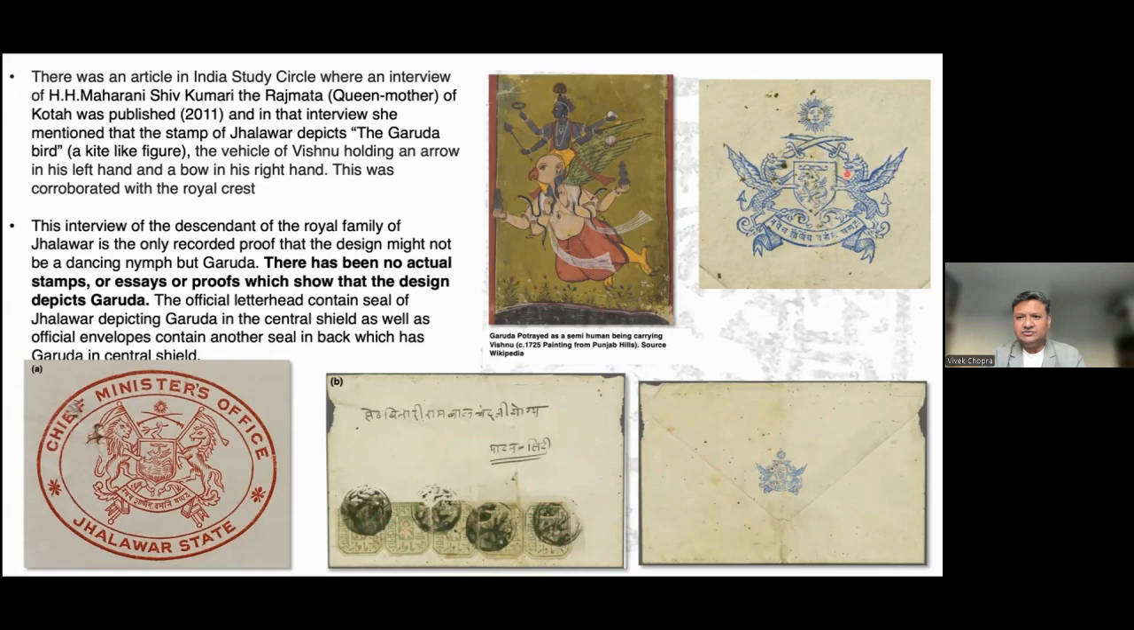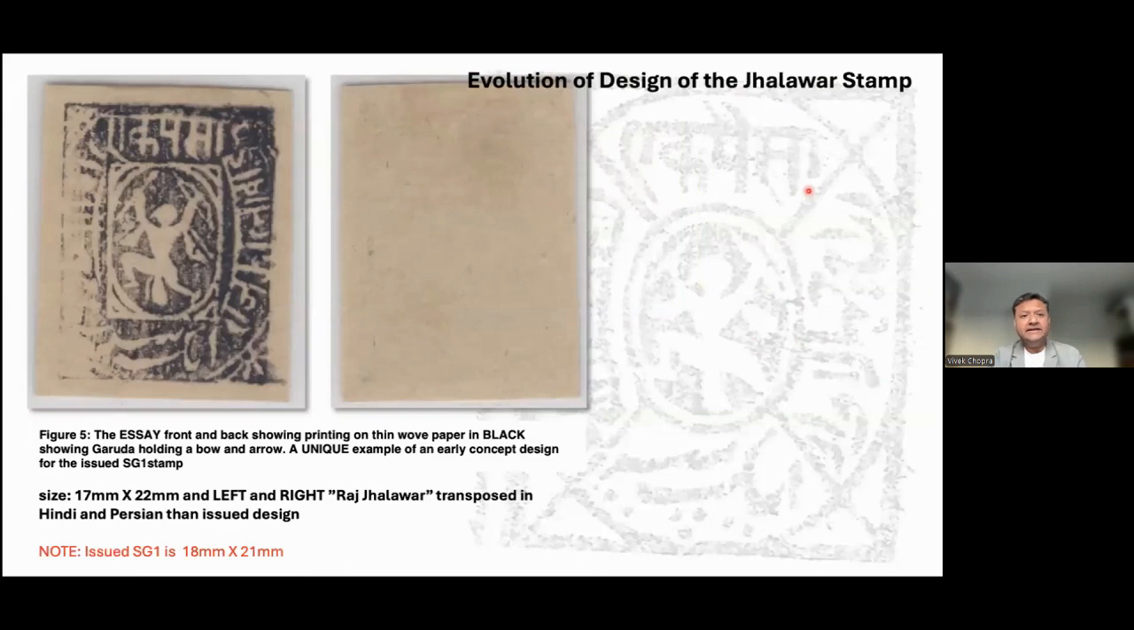And this is just an enlarged version of this crest design here. And you again see in the central seal the same bird-like feature, Garud, which is being mentioned here, which has a bow and arrow in either of his hands. And then suddenly one day I found one essay, which you can see here.